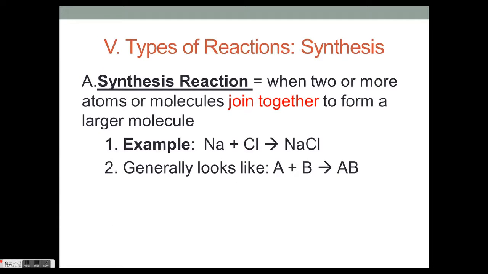So here's an example of synthesis and a little definition. Synthesis is when two or more atoms or molecules join together to make something larger. I mentioned the chlorine and sodium making table salt, so you see there I have a sodium atom plus a chlorine atom, and they make that NaCl.